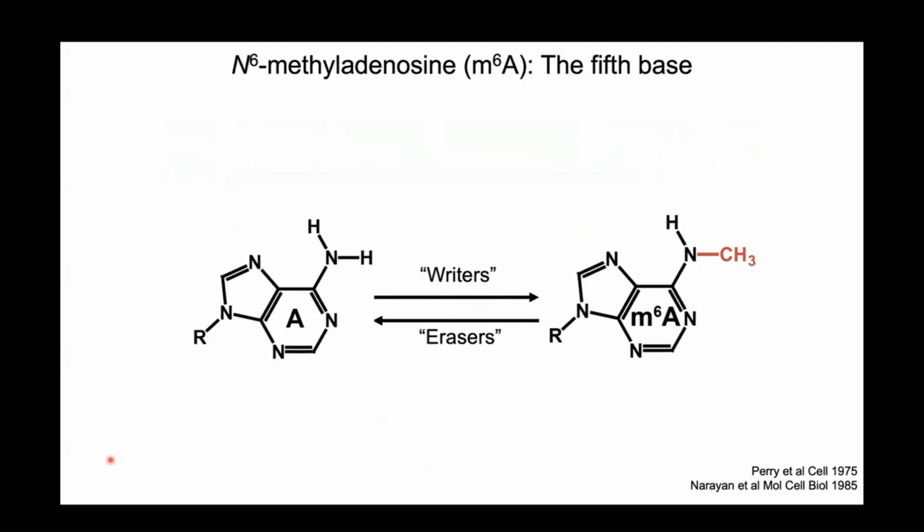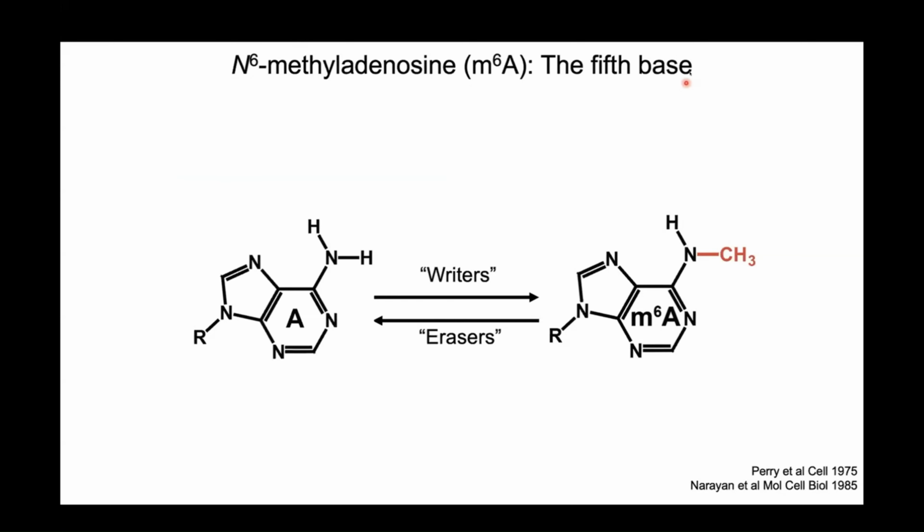And this particular modification is achieved by a family of proteins or enzymes. The ones that install the methyl groups are called the writers. Those are the methylases. And then there are also demethylases, which remove the methyl group. So this methylation reaction is reversible, it's dynamically regulated, and there are many functions that this methylation serves.